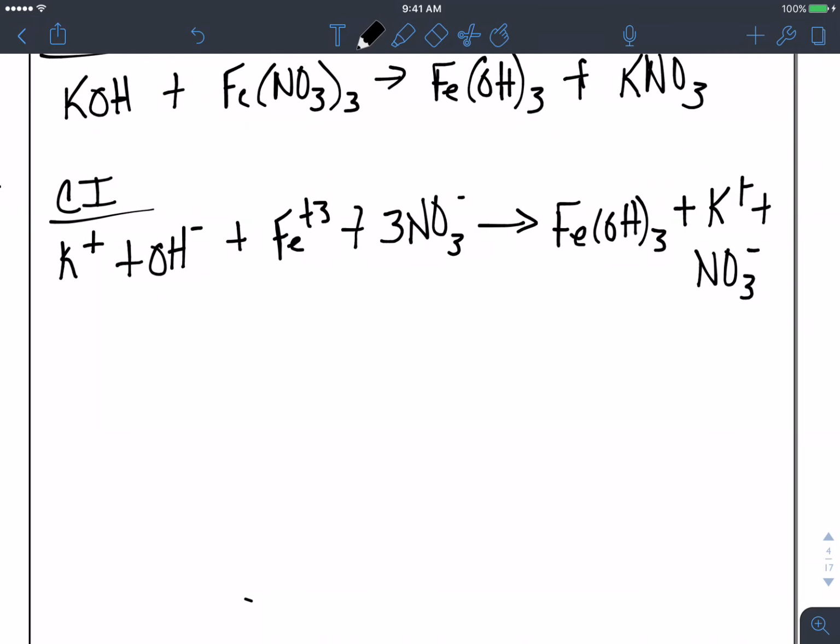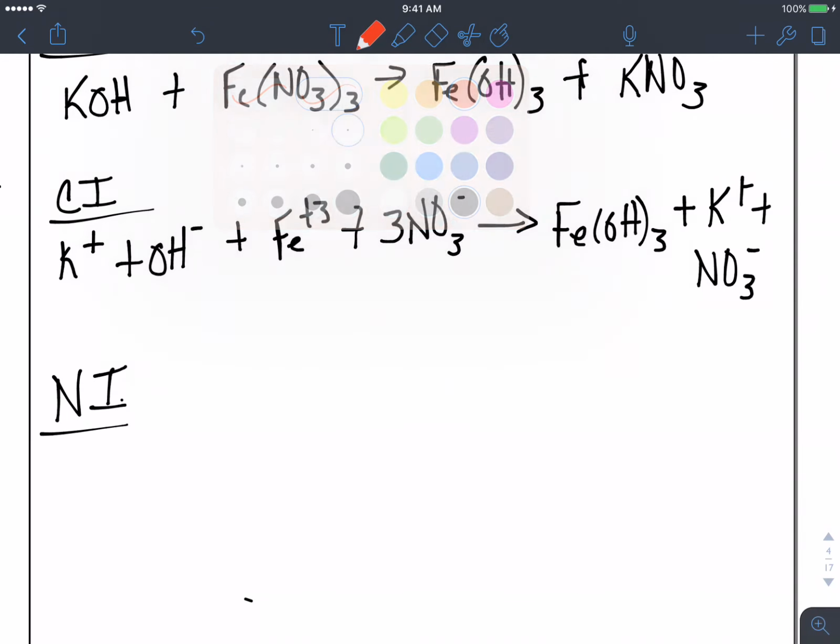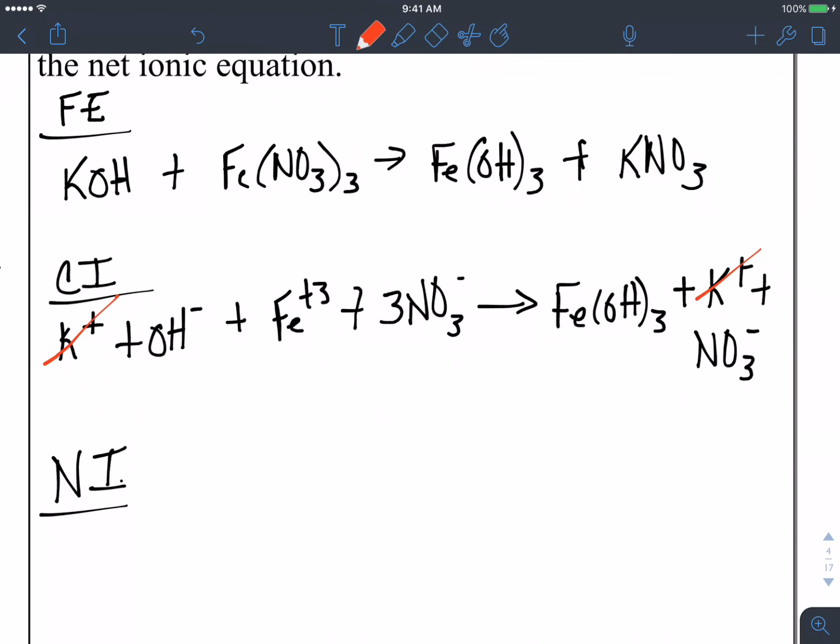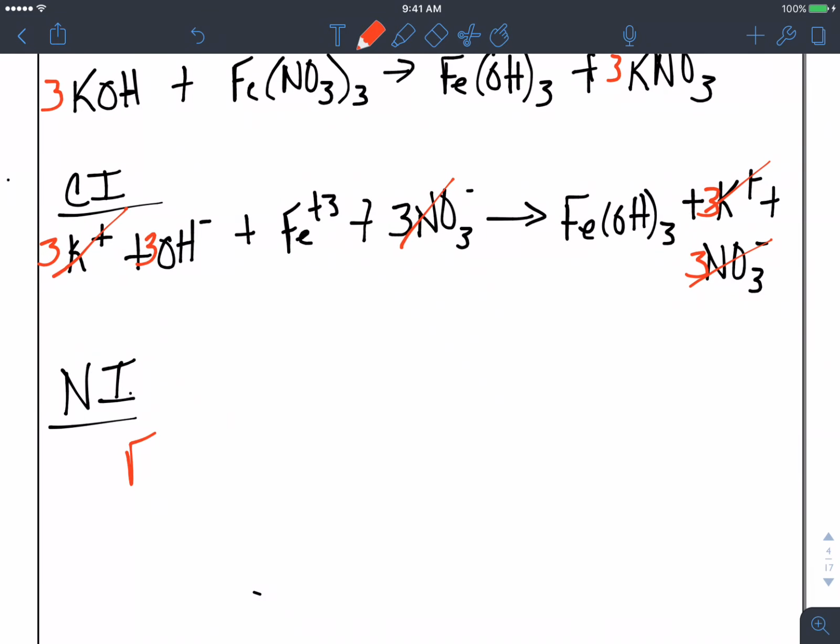Now for the net ionic equation, we want to see which of the reactants end up on the product side. K plus and K plus are both there. Oh, my apologies. I did not balance this back here. This should be a 3 here and a 3 here, which means we should have 3s carrying throughout. So 3 of those, 3 of these, 3 of these, 3 of these. All right, so 3 NO3s are going to be gone. And then our net ionic equation ends up being Fe plus 3 OH minuses give us FeOH3.